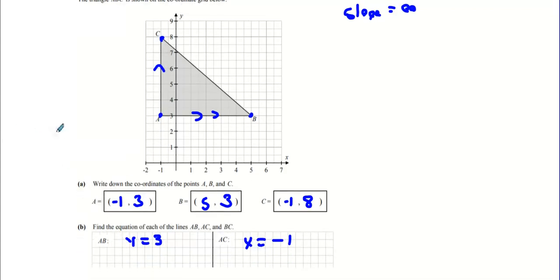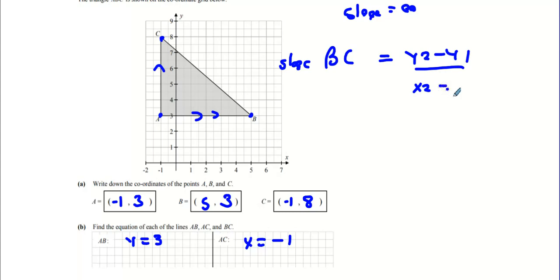The only one we need to worry about regarding the formula is BC. So to find the slope of BC, we use the slope formula, y2 minus y1 over x2 minus x1. We have here 5, 3, and we also have -1, 8. That's x2, y2, and then x1, y1.